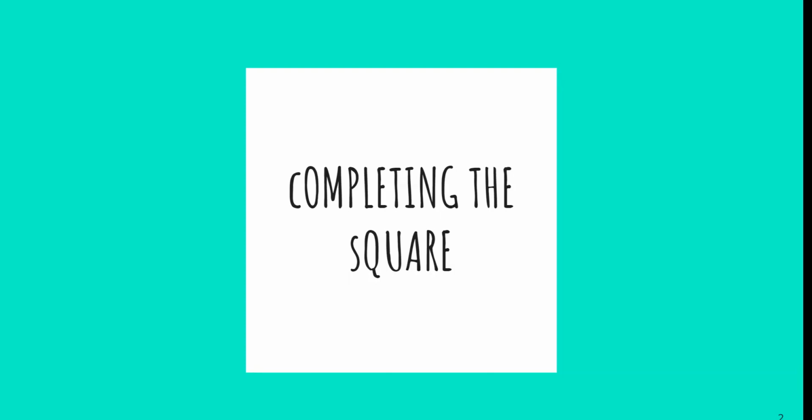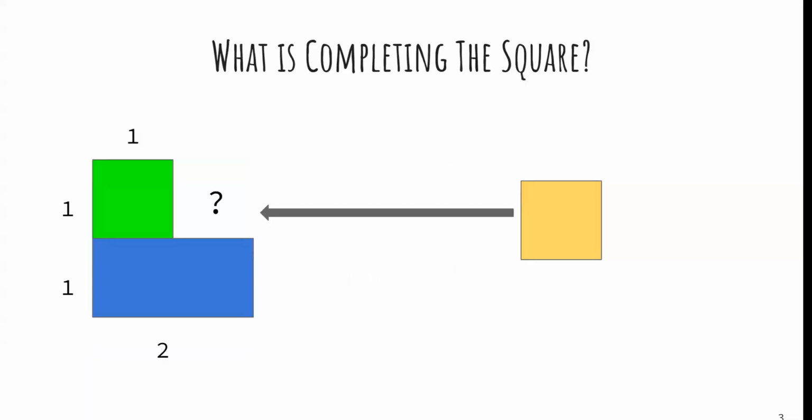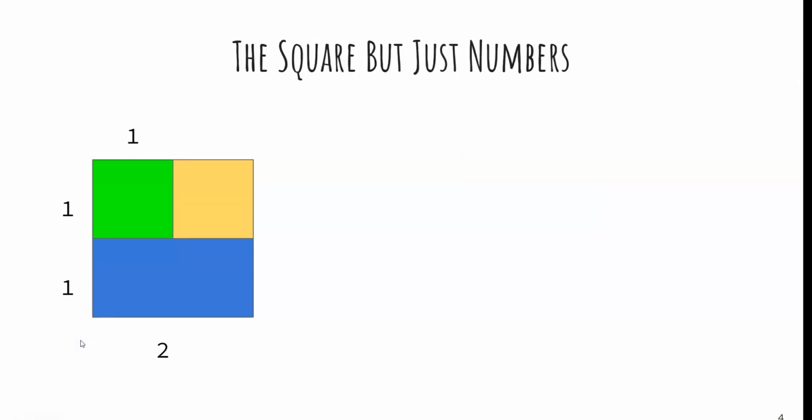So we're going to focus on a technique for solving quadratic equations called completing the square. So what does it mean to complete the square? Well, it's like you have a jigsaw puzzle, and I'll explain where these green and blue pieces and yellow pieces arise from. But basically, when you move this yellow piece into the green and blue piece, you get a square. And so that is your square, your completed square.